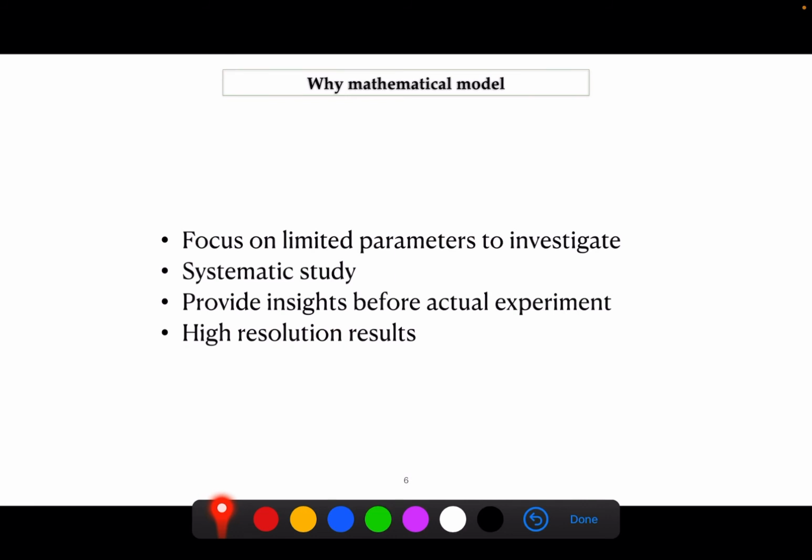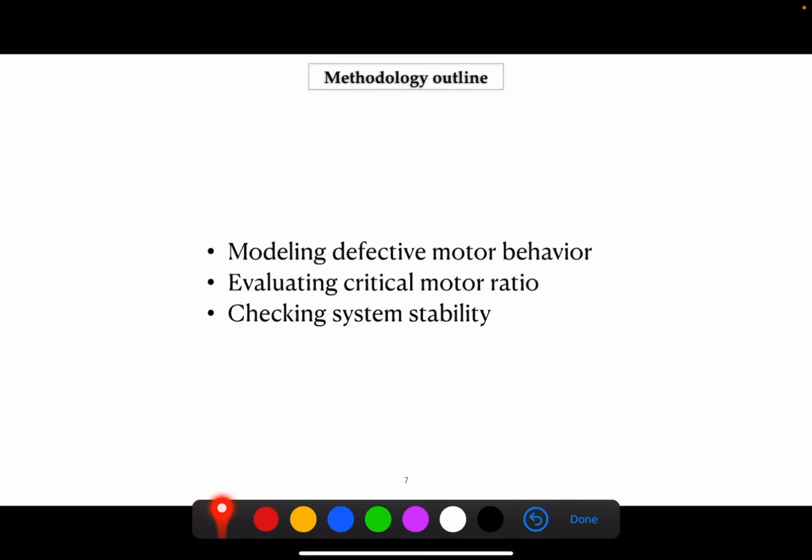The reason why we used a mathematical model is so that we can focus on a few parameters and follow our study systematically, which would be difficult to do in an experiment. In addition, we can provide important insights before the actual experiment is conducted, and we can do so at high resolution. In the following slides, I will show how we modeled the defective motor behavior, how we evaluated the critical motor ratio, and how we checked for the stability of our system.